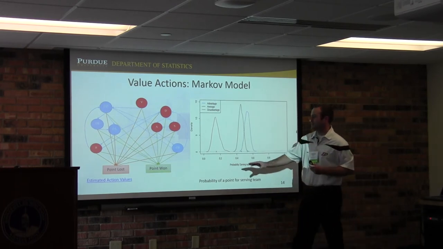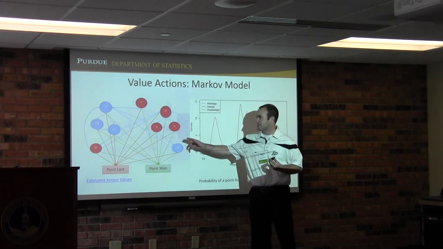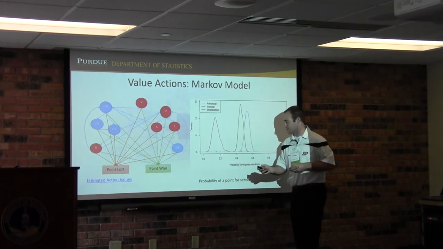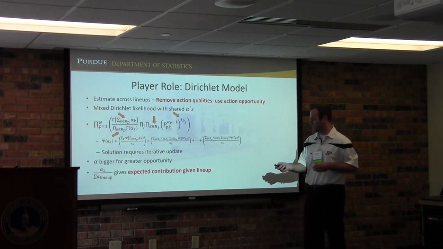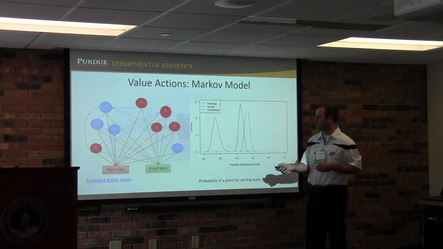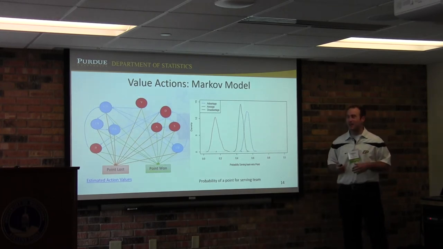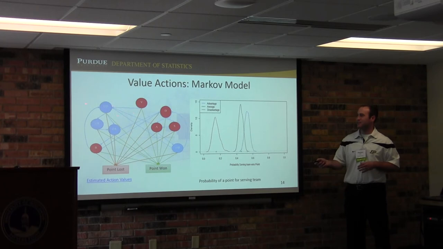And so in this Markov model, the circles are the states. Here I've removed the action values to make it easier to look at. The circles are the states, or the actions that are happening. Red is the serving team, blue is the non-serving team.